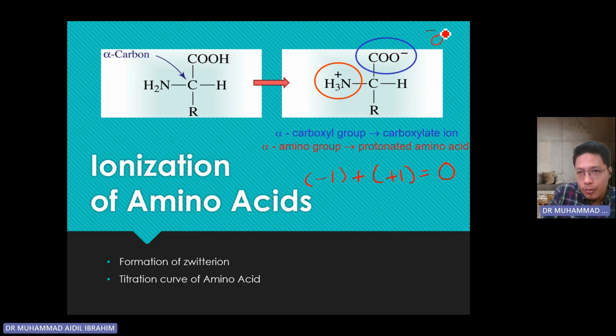So when in this form, when it has 0 net charge, it is called as Zwitter ion. So in this subchapter, we will see how the formation of Zwitter ion, which is the amino acid that has 0 net charge. Doesn't mean that it has no charge. It has charges, but with equal amount. For example, 3 negative charges and 3 positive charges that will become 0 net charge. So that is a Zwitter ion. Zwitter ion doesn't mean that the amino acid has no charge. Okay, so it just has 0 net charge. And we will also see the titration curve of amino acid when this Zwitter ion is occurring.